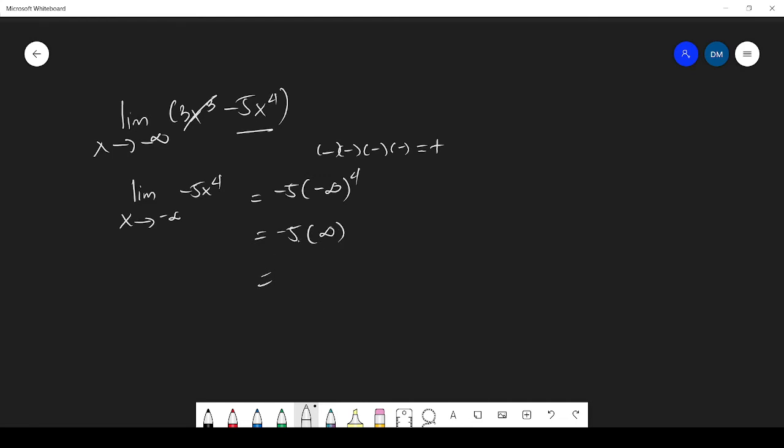So, matitira na lang is negative 5 times infinity. Tapos, we know that any number multiplied to infinity is basically infinity also kasi it's a very large number. So, makikarry lang natin tong negative sign na to. So, we will have negative infinity. So, that is the limit of this equation or this function.